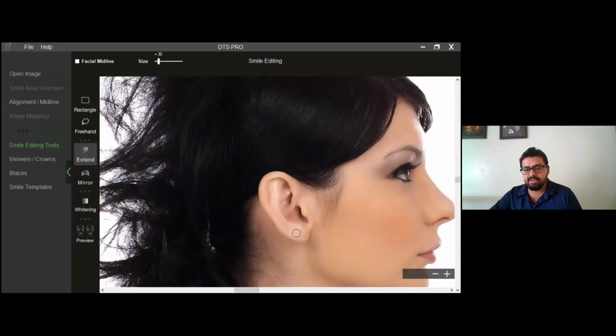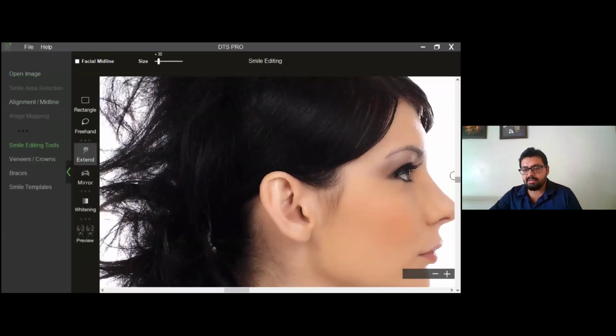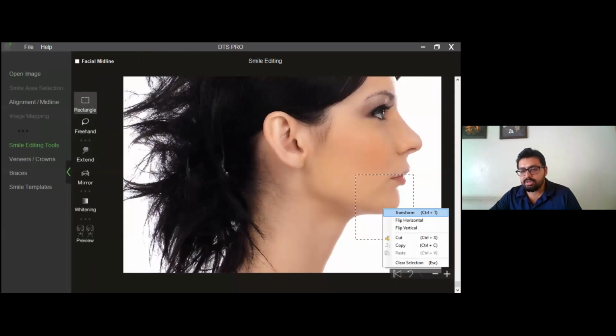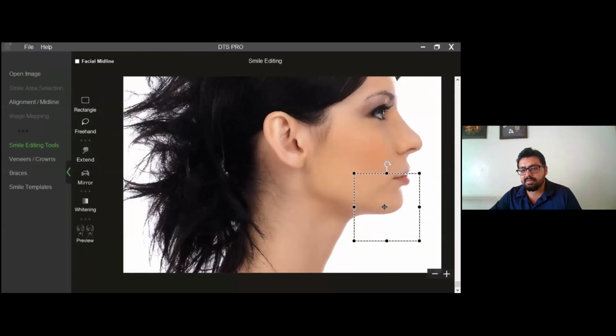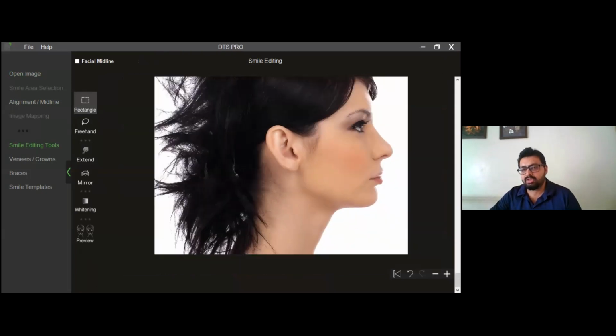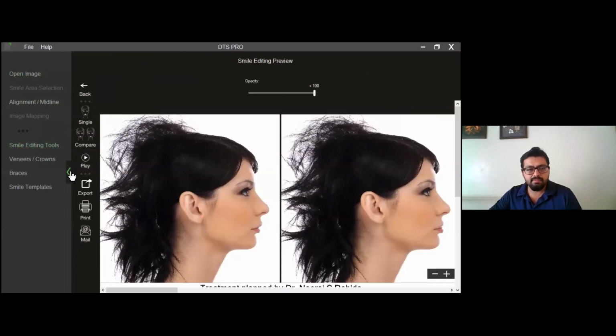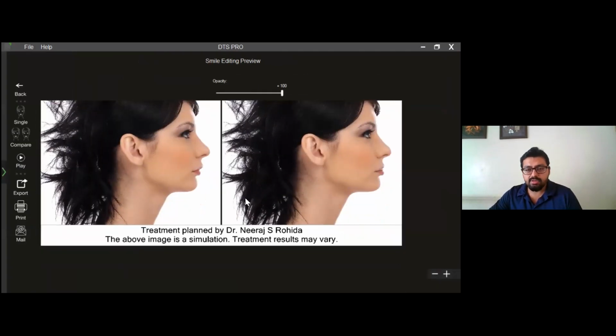mandibular advancement. So here, instead of pushing my mandible behind, I will want to just push it in front. So this would simulate something like a class 2 correction for me. So here again is a preview where you can show this to the patient.